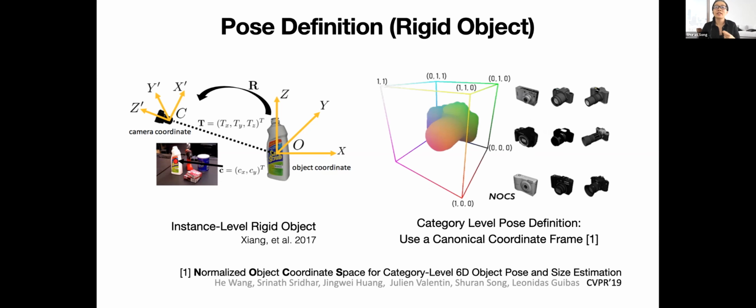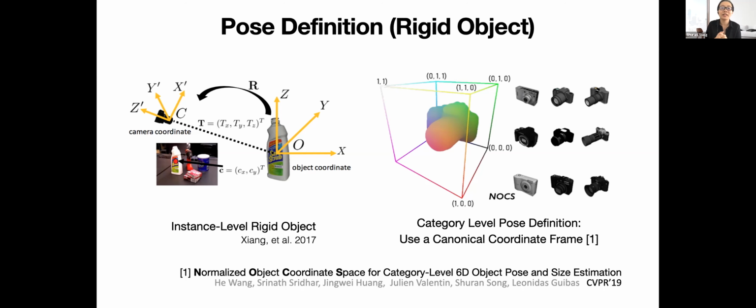To extend this definition to a collection of object instances, we just need to define a shared category level canonical pose. For example, for the camera category, we can just use the direction of the camera lens to align different object instances and use that orientation to define a shared canonical pose for this category. The task of category level pose estimation is then defined by inferring the corresponding transformation between the observed object instances and this canonical pose, where observed object instances can be something that the algorithm has never seen before.